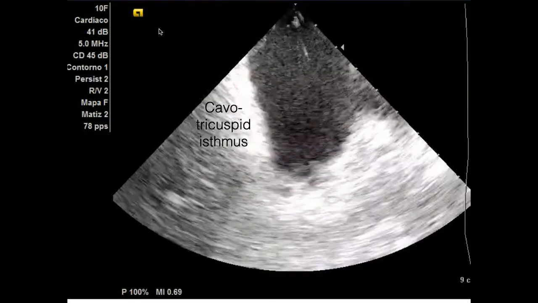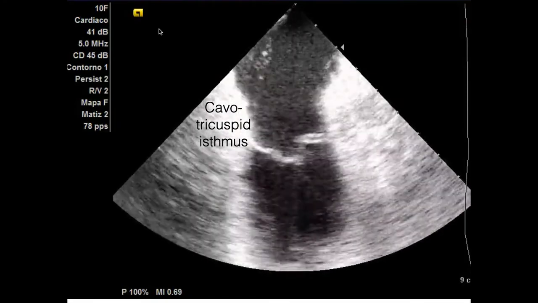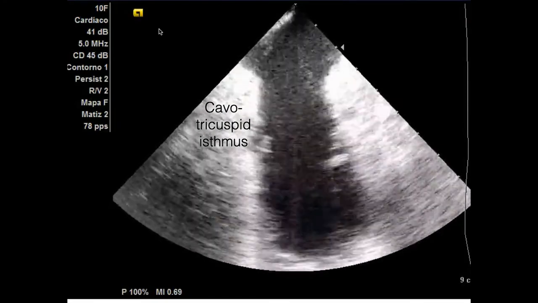If we need to perform ablation of the typical flutter, this is a projection with the cavotricuspid isthmus. We perform the ablation with this view.